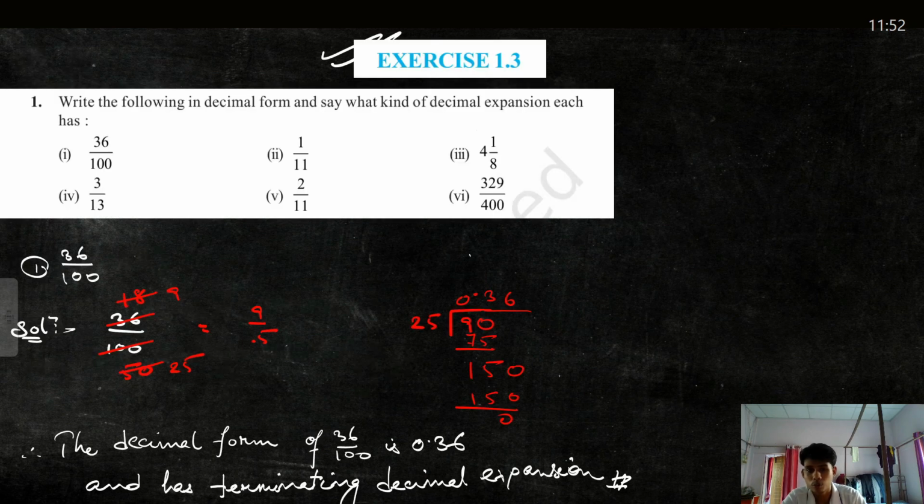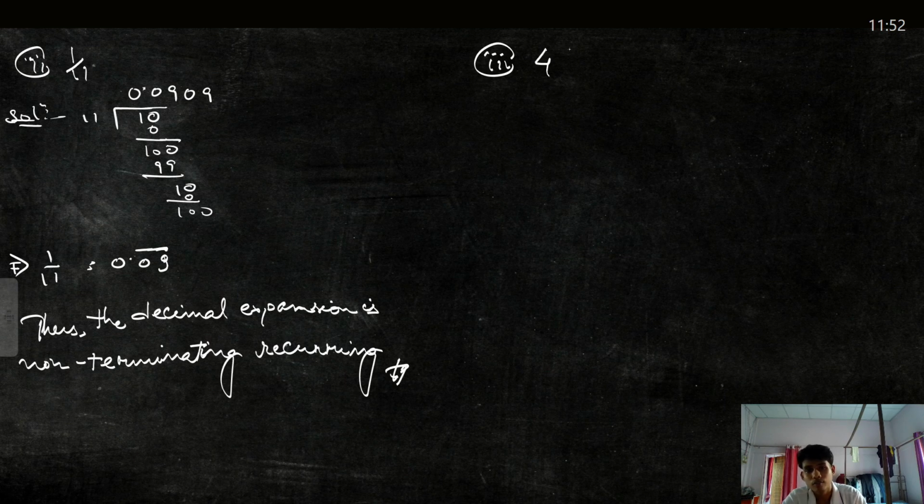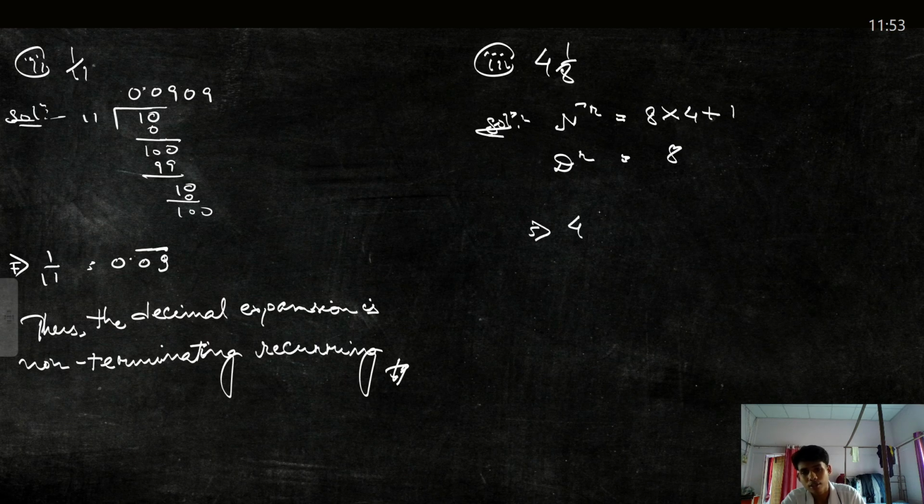Now let us come to the third question. It is 4 times 1 by 8, 4 whole 1 by 8. Now this can be taken into fraction form by the formula: numerator is 8 times 4 plus 1, and denominator will be 8. That implies 4 whole 1 by 8 equals 8 4s are 32, 32 plus 1 becomes 33 divided by 8.